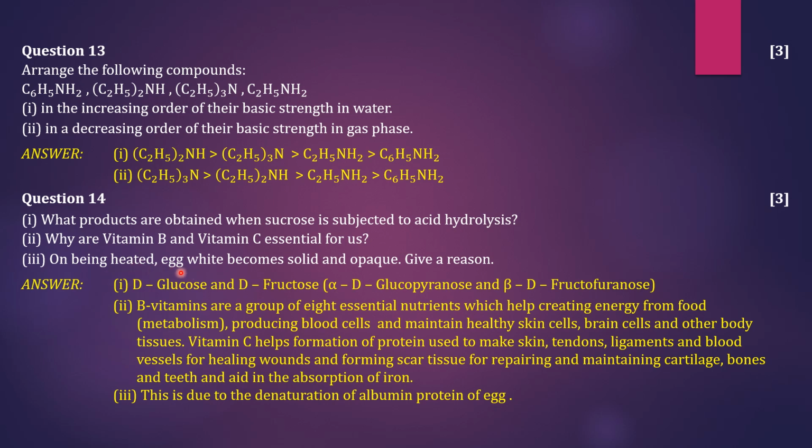Next, on being heated, egg white becomes solid and opaque. Give a reason. This is simply denaturation of protein. If you write only this is due to denaturation of protein present in egg, you will get full marks. Those students who are taking biology know that the protein present in egg is albumin protein. So if you write this is due to the denaturation of albumin protein of egg, the answer becomes a little better, but in both cases you will get full marks.